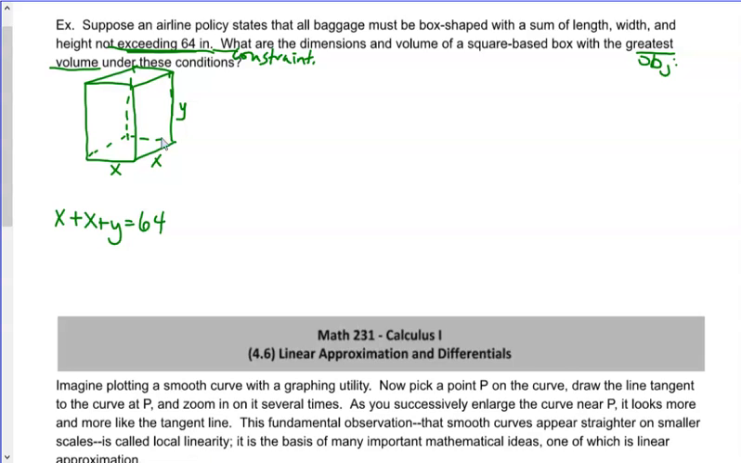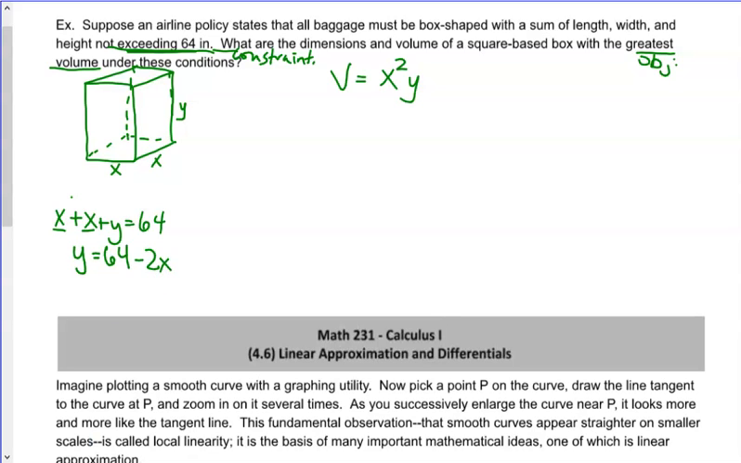And how do I find the volume objective function? Well, the volume of a box, if you remember, is length times width times height. So that would be x times x times y, or I'm going to write it as x squared times y. Now, this constraint is what's going to help us get y out of there. This is 2x that I'm going to subtract over and say that y equals 64 minus 2x.